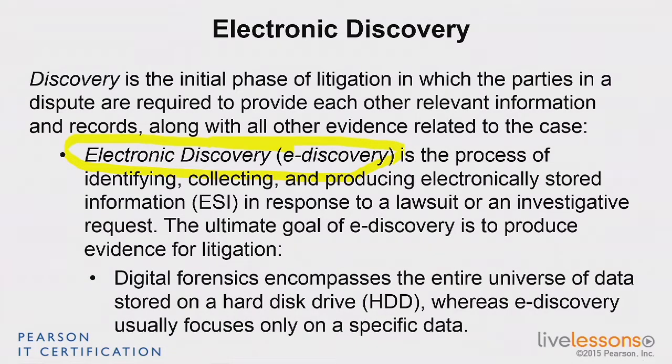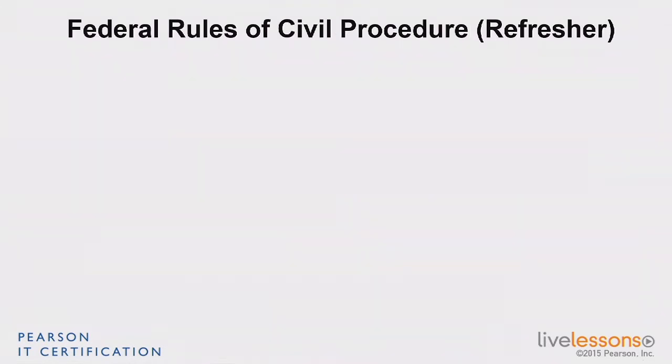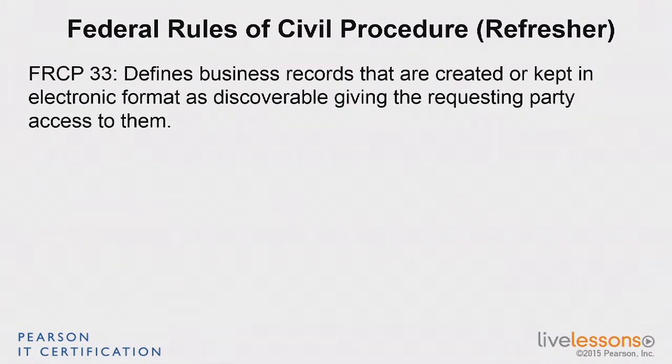Digital forensics encompasses the entire universe of data stored on a hard drive, but e-discovery usually focuses only on specific data or a specific data set, specific user, or specific activity. And just as a refresher, there are some Federal Rules of Civil Procedure that relate directly to e-discovery. FRCP 33 defines business records that are created or kept in electronic format as discoverable, given the requesting party access to them.